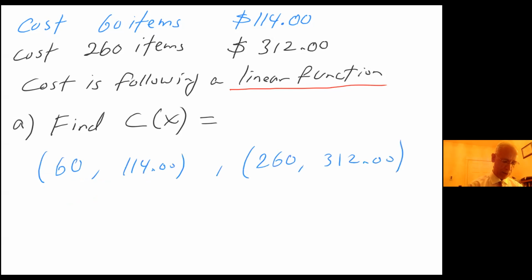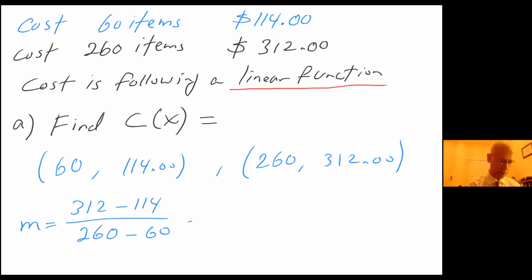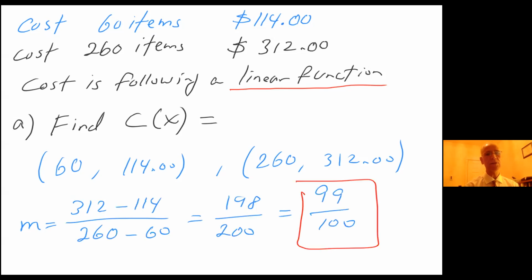So I know that slope equals y2 minus y1 over x2 minus x1. So 312 minus 114 divided by 260 minus 60. So I get 198 over 200, and they're both divisible by 2, so 99 over 100. So the slope is 99 over 100, which is the same as saying 0.99. Okay. Let me go to the next page.